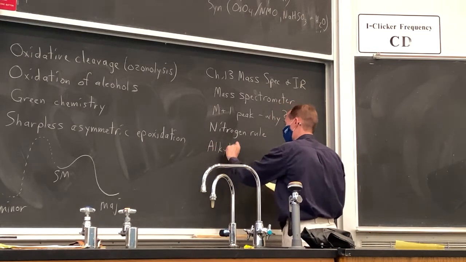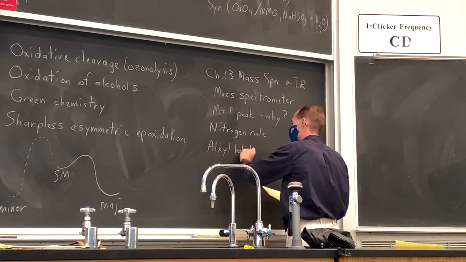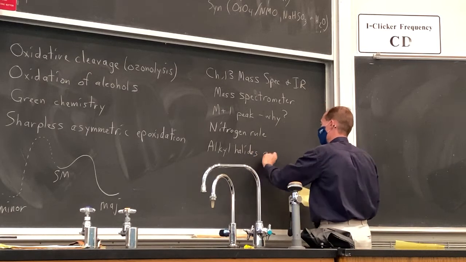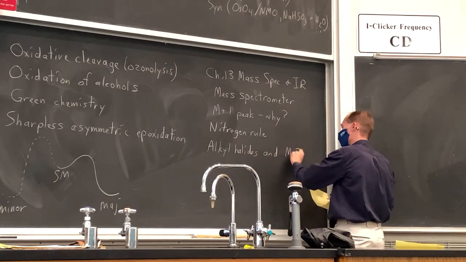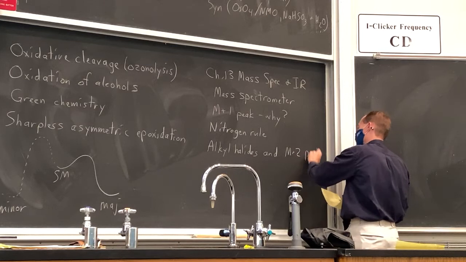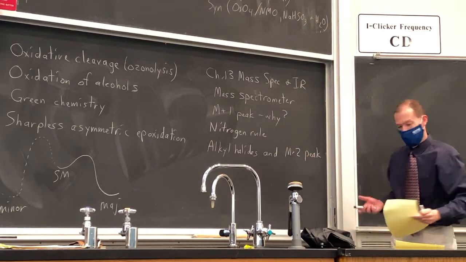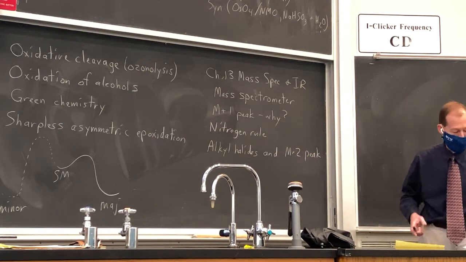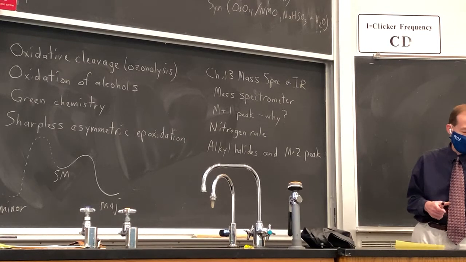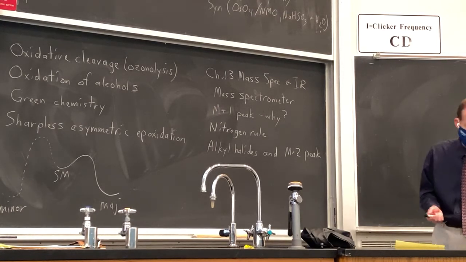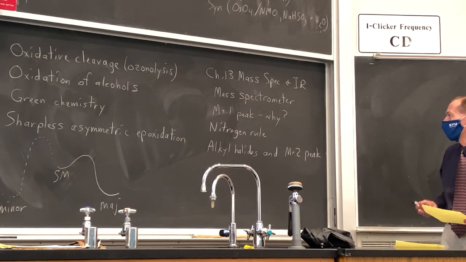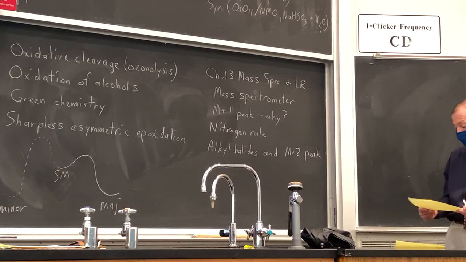We learned that certain alkyl halides will give an M+2 peak in the mass spectrum. And the ratio between those peaks will differ depending on the type of halogen you have, a chlorine or a bromine. So that's also very useful. Okay, so those are some of the key points related to mass spectrometry.